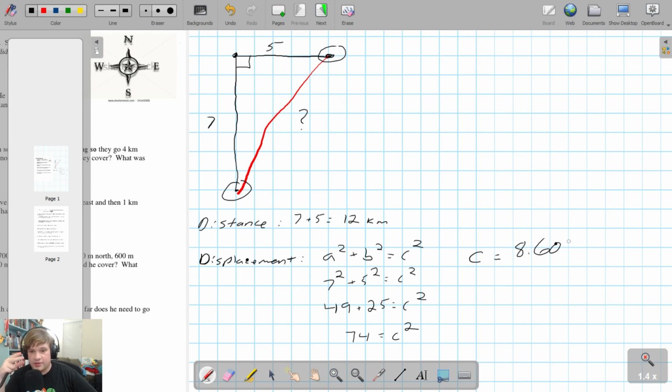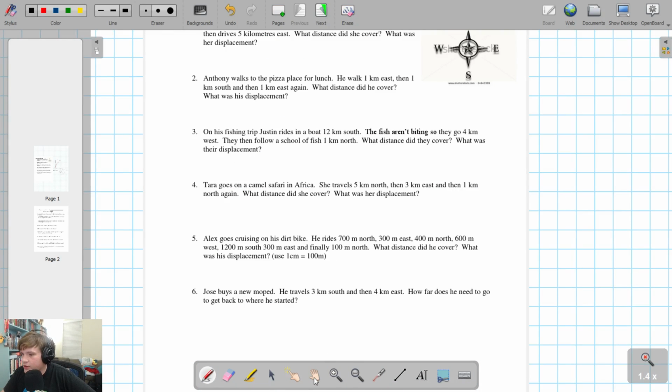It just so happens that a lot of the times we use right triangles for this, but in the real world, you don't always go 7 kilometers north and 5 kilometers east, and it's so pretty and everything. But you're looking at how far you actually go from your starting point to your ending point. So I'm going to erase this and we're going to look at another one.